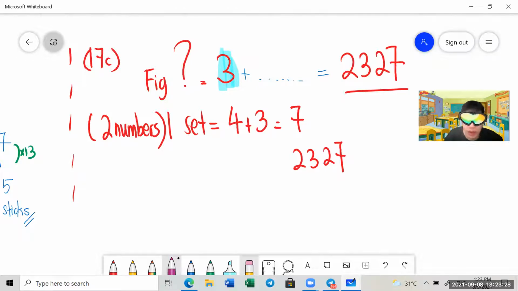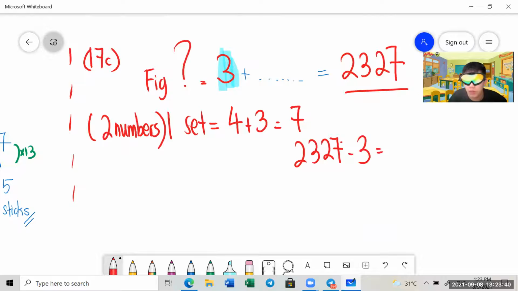So what I want to do is to not use 2327. Instead, I want to remove the common number, which is 3. You get what I'm trying to say? So 2327 minus 3 is equal to 2324. Now let's try. 2324 divided by 7. Can I? Oh, yeah, wow, I can get it.